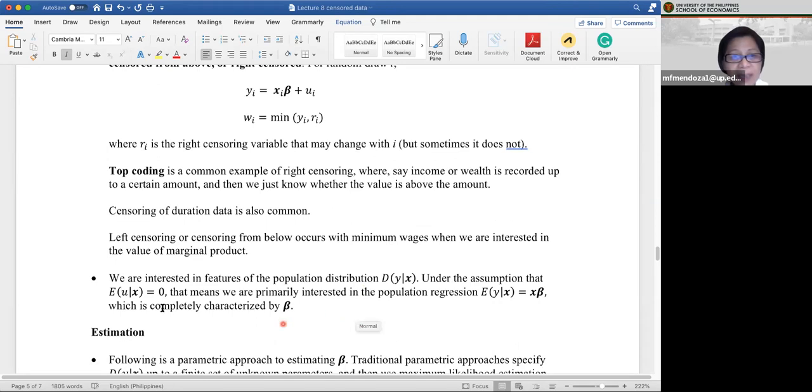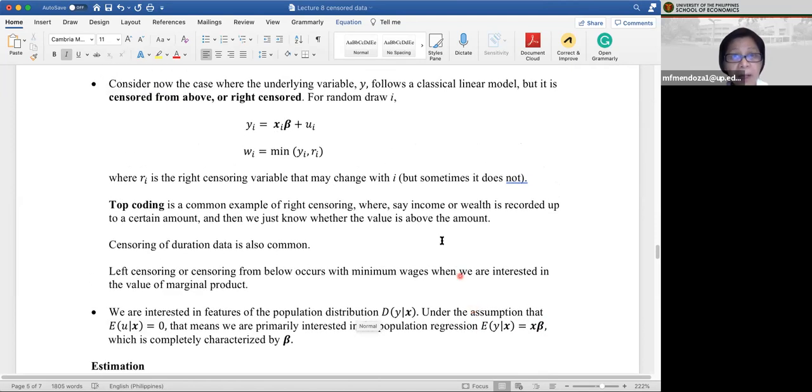Under the assumption that the expected value of u given x is equal to 0, that is, u is uncorrelated with x, that means we are primarily interested in the population regression function. The expected value of y given x is equal to x beta, which is completely characterized by beta. Okay, so given this model, since the conditional expectation of u given x is 0, then we have the expected value of y given x equal to x beta. And this is what is of interest to us.